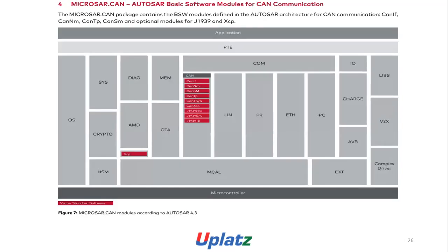Microsar CAN, AUTOSAR basic software module for CAN. The Microsar CAN package contains the BSW modules defined in the AUTOSAR architecture for CAN communication: CAN IF, CAN NM, CAN TP, CAN SM, and optional modules for J1939 and XCP. Microsar modules according to AUTOSAR 4.3.